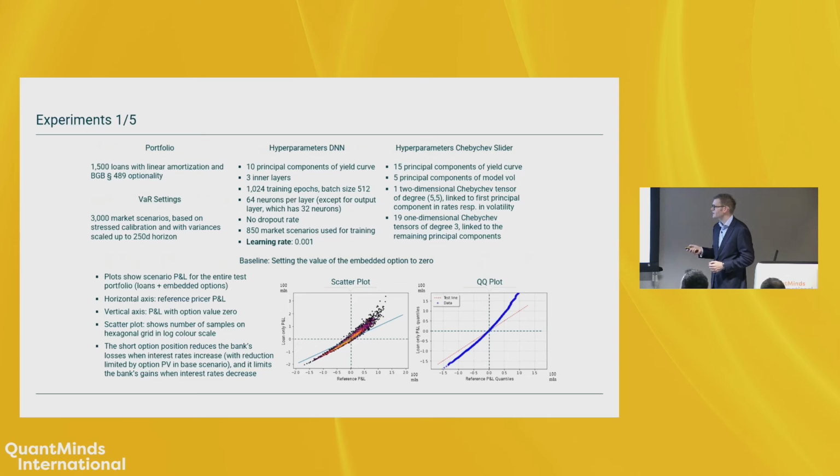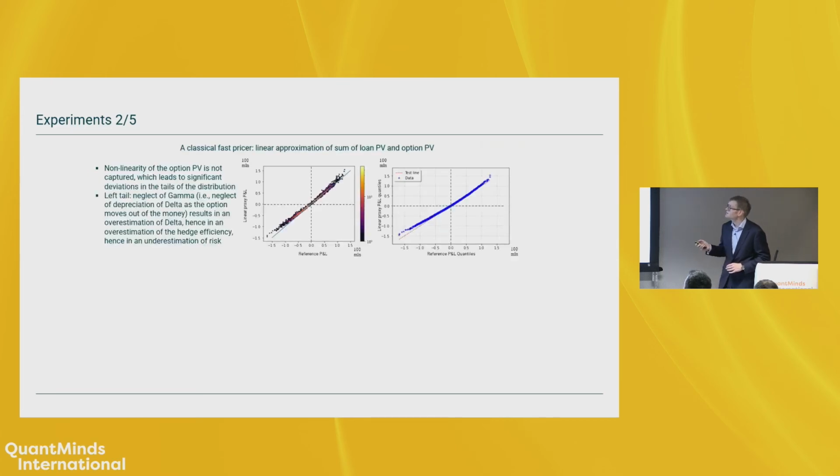Whereas on the other hand, it really limits the gains, because if interest rates go down, at some point every rational investor will call the loan. If you have a fixed rate of 5% and the rates go down to 1%, you will definitely exercise your option. So normally the bank would make money as rates go down, but not really if the option is in place. So here's the reference P&L, here the loan-only P&L, and these are quite different, as you can see.